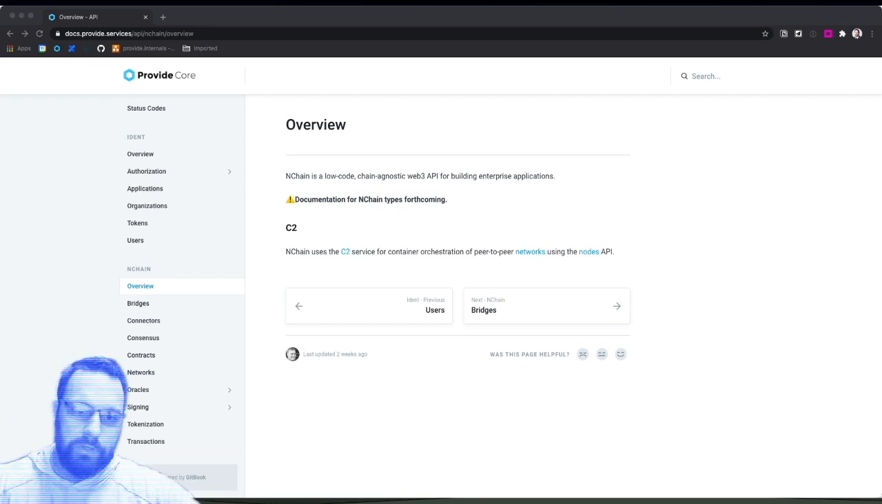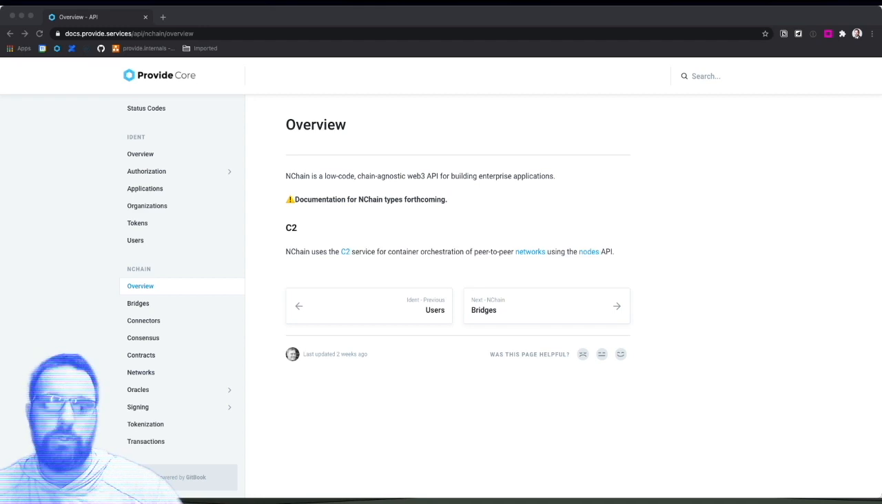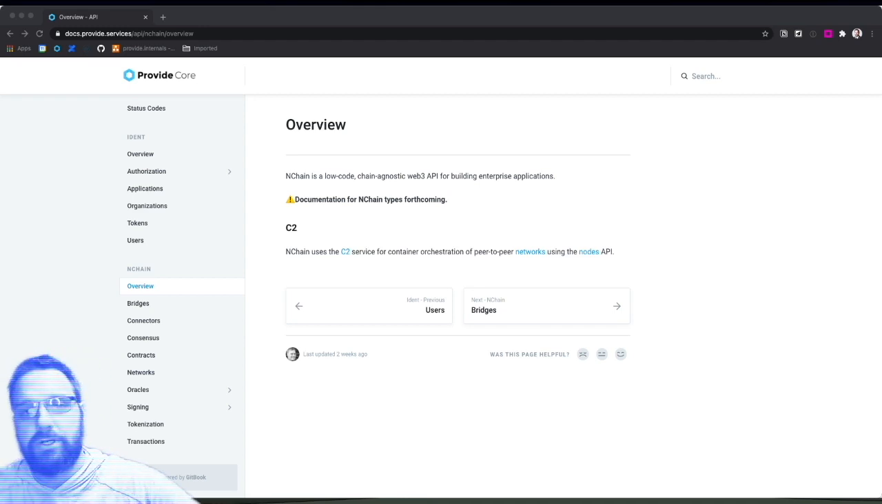NChain is really cool. It's part of the Provide core, and it is a low-code, chain-agnostic Web3 API for building enterprise applications. What does that mean? That's a really good question.